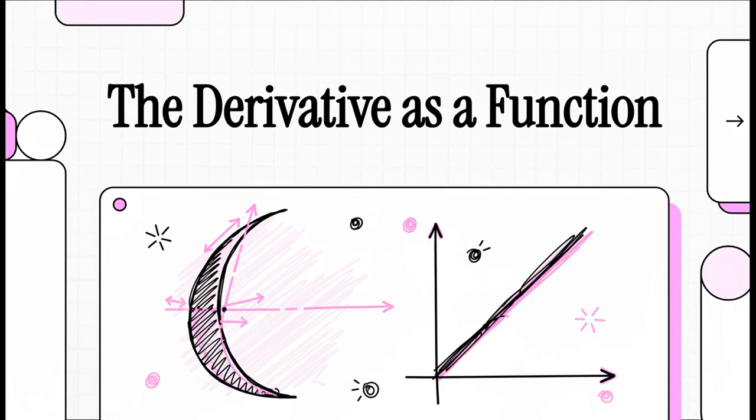All right, welcome back. So we've talked about finding the slope at one specific point on a curve, but what if we want more? Today we're going to build this incredible new tool, a function that can tell us the slope at every single point on a curve. It's a total game changer.